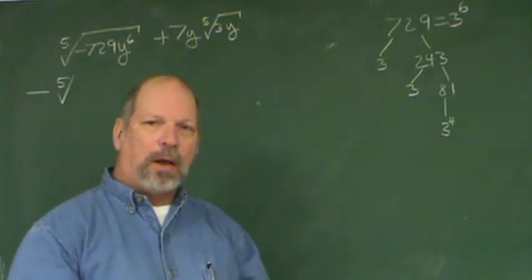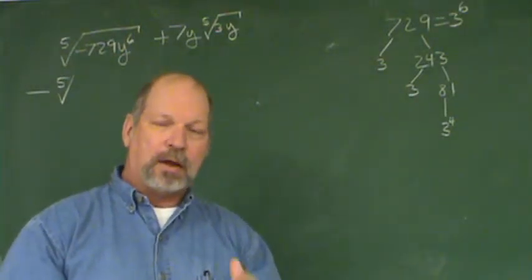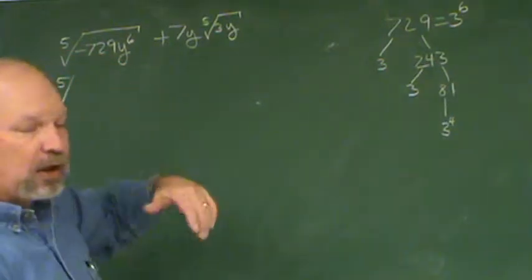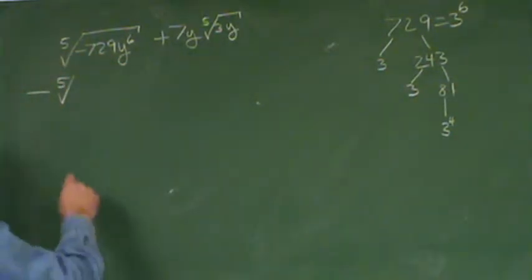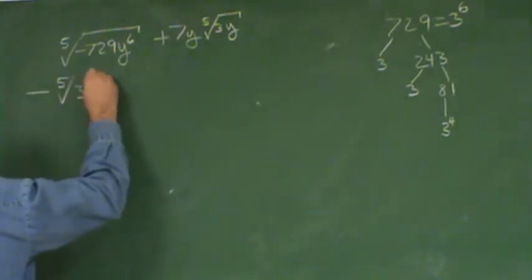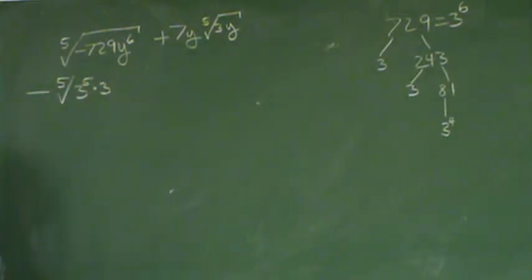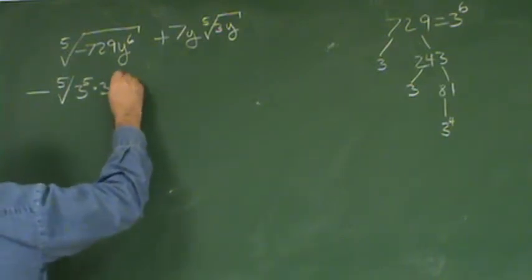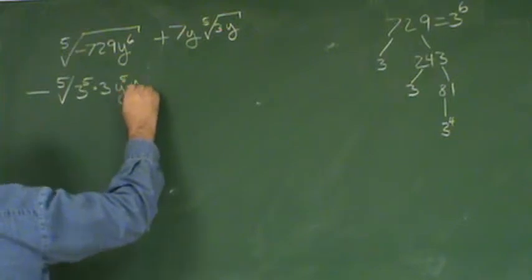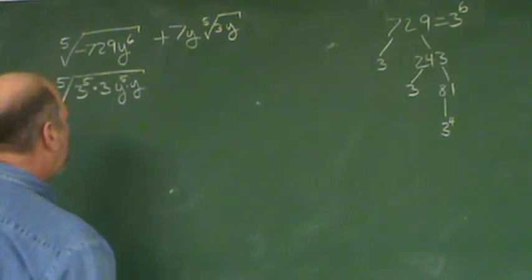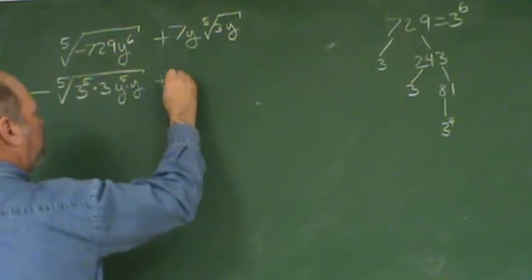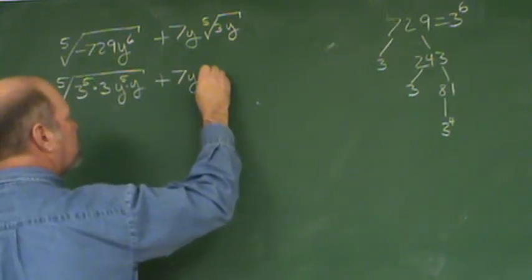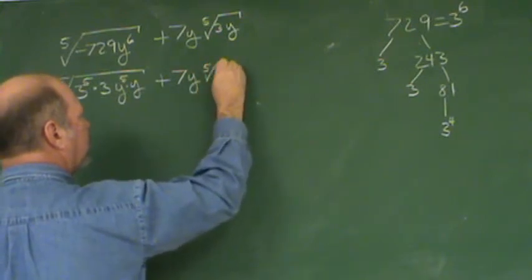I want to write all my exponents as either divisible by my index, 5, or smaller than my index. So, both of these have an exponent of 6. So I'm going to write 729 as 3 to the 5th times 3. When I add those two exponents, I get 3 to the 6th. Y to the 6th, I'm going to write as y to the 5th times y. And now I've got that radical all prepped and ready. To be able to write an equal sign, we're going to write the other half of this expression, 7y times the fifth root of 3y.